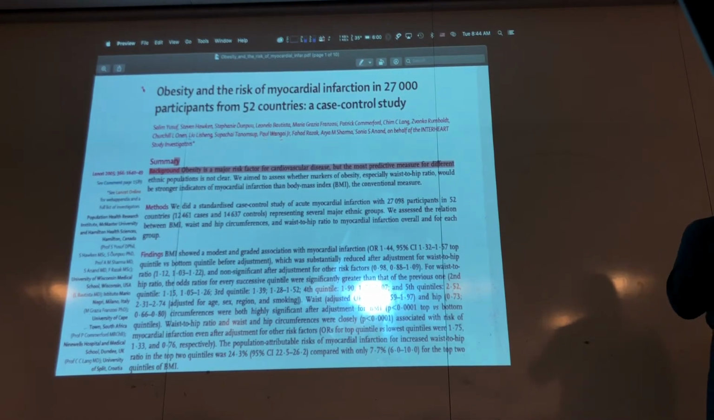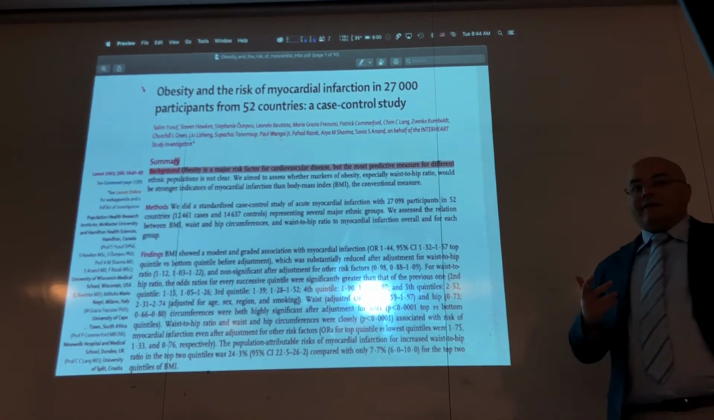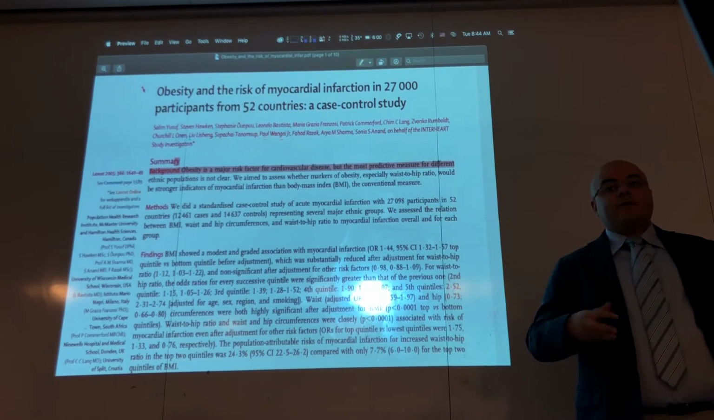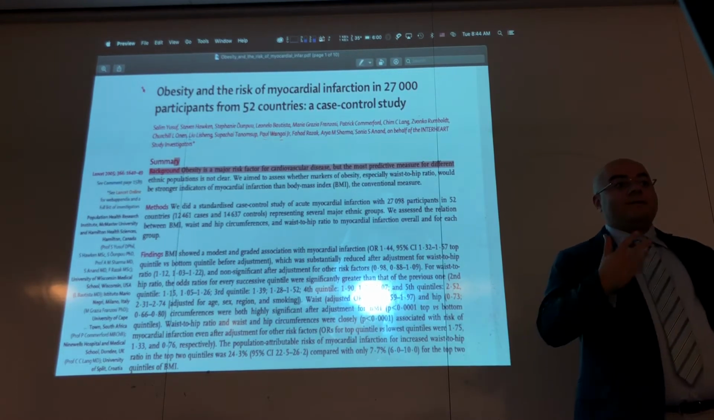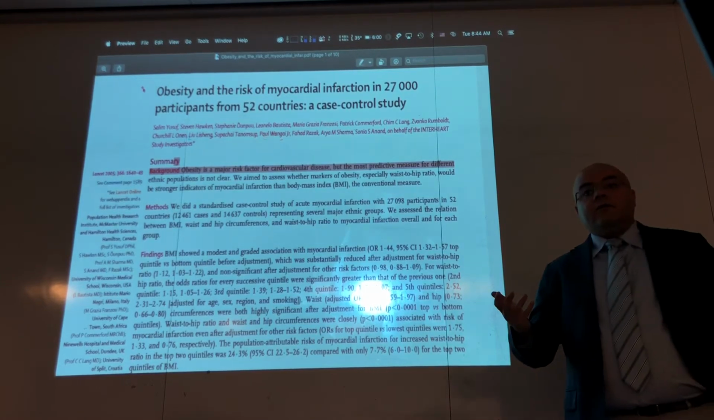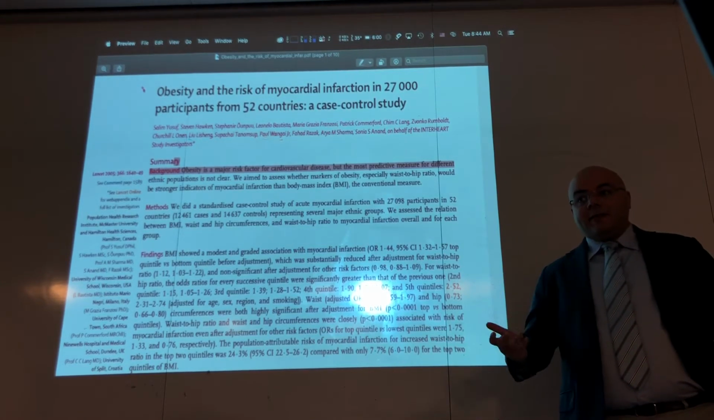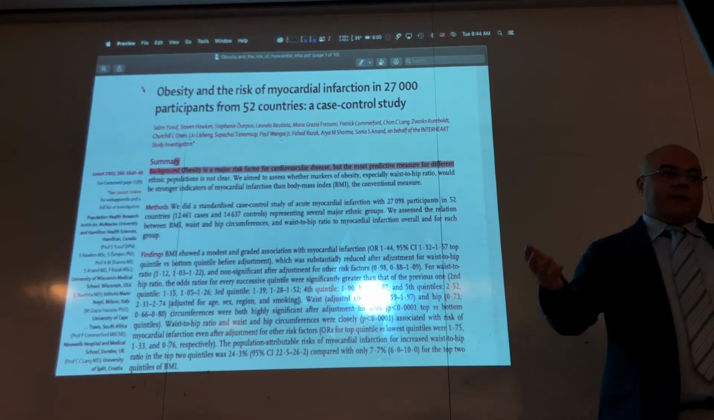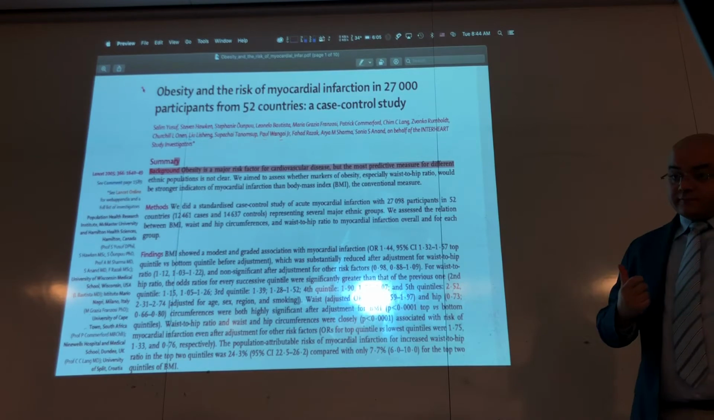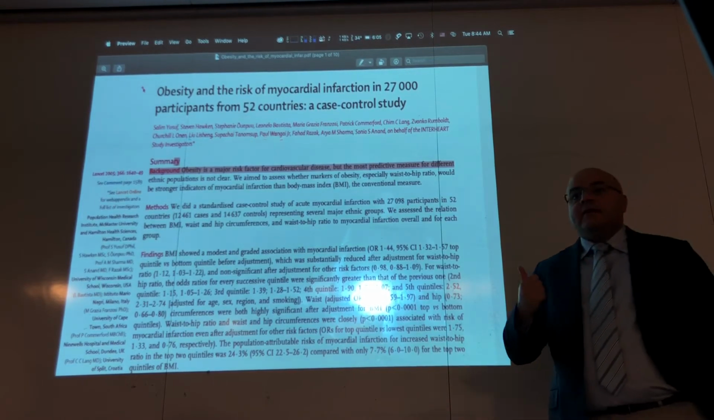This question is important. So the objective of the study is to investigate whether the waist-to-hip ratio is a better predictor of heart disease or myocardial infarction than BMI. This is how we state the objective. We are trying to investigate this. How can we investigate this? Through a case-control study.